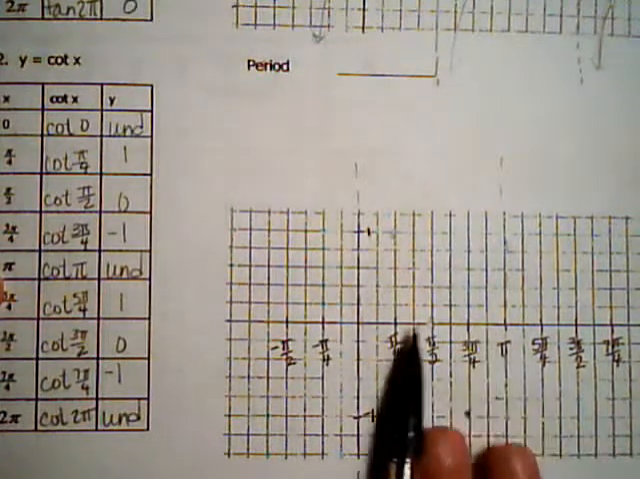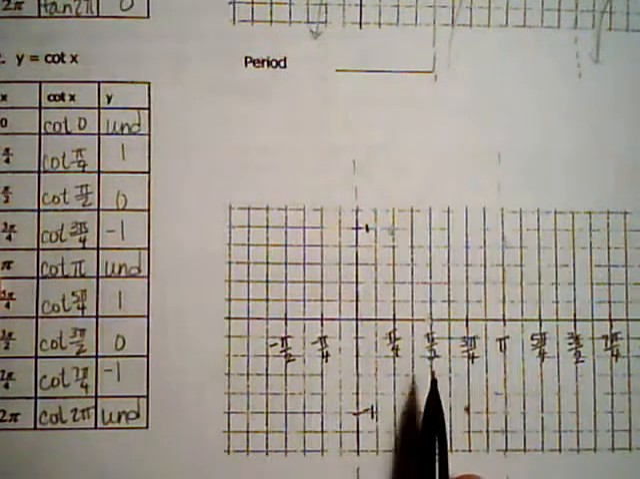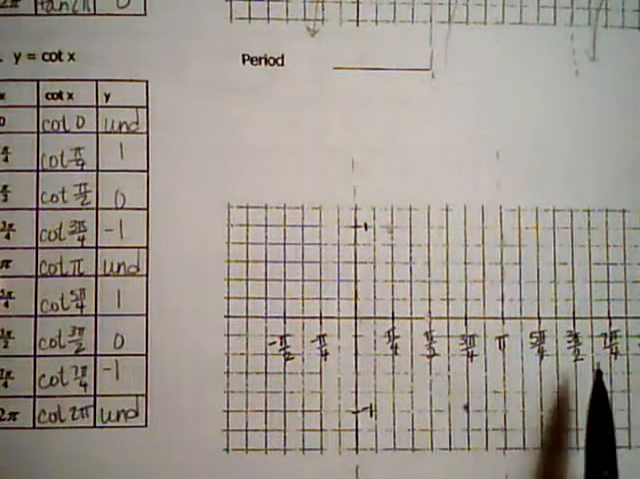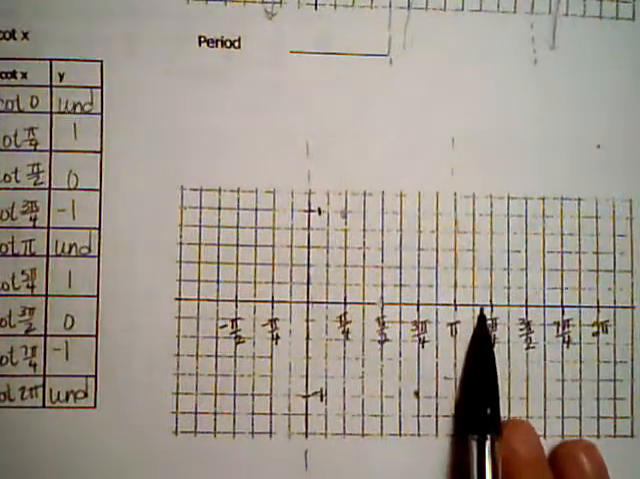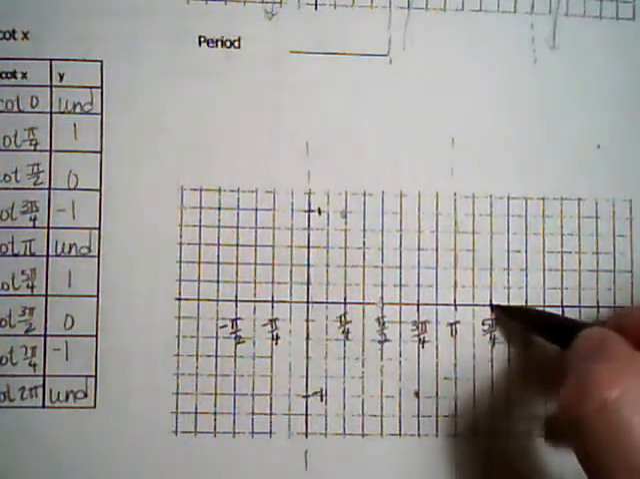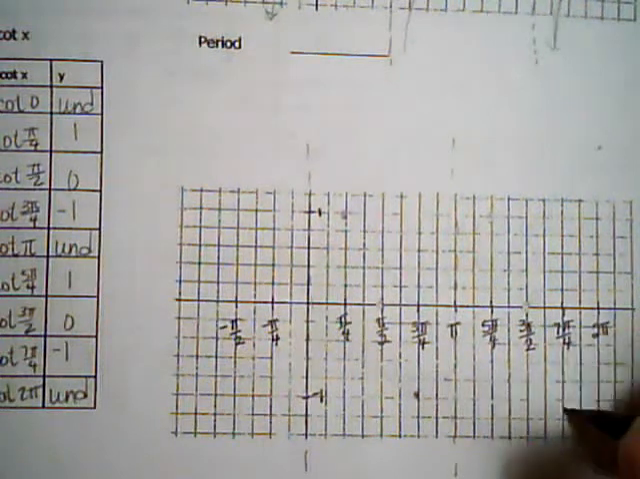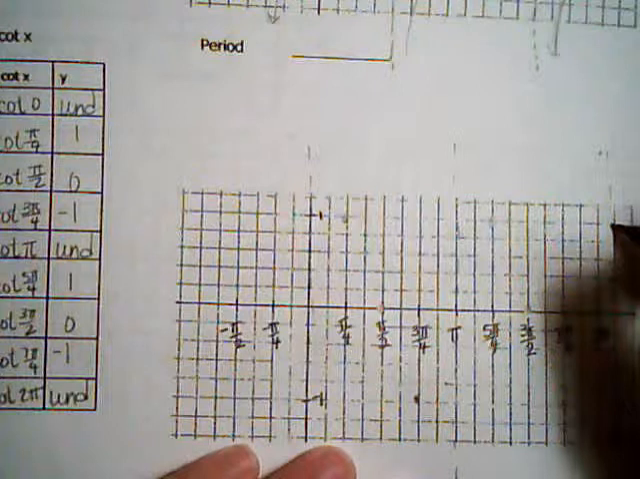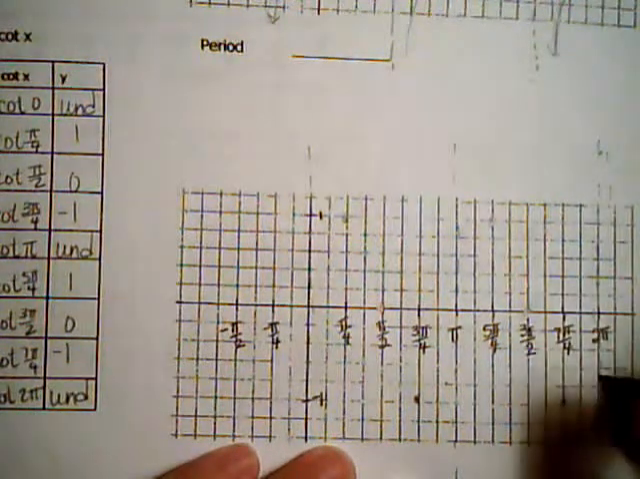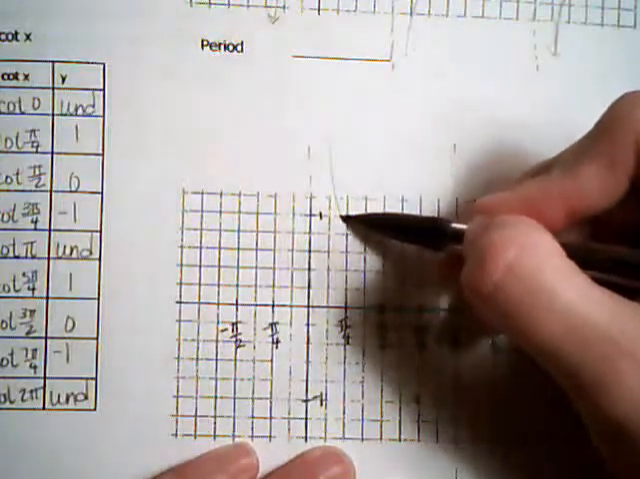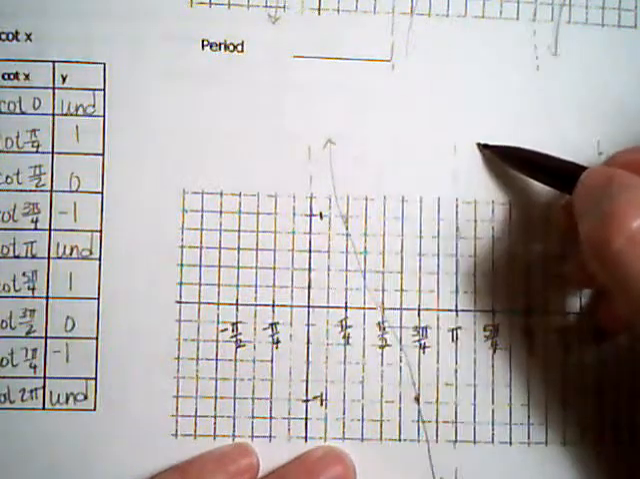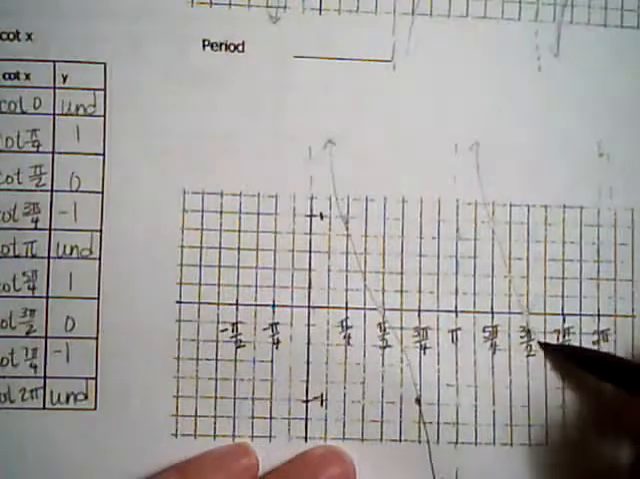Notice again that's where it's repeated itself. So that lets you know that the period for cotangent is also pi. At 5 pi over 4, the cotangent is 1. Cotangent of 3 pi over 2 is 0. Cotangent of 7 pi over 4 is negative 1. And then cotangent of 2 pi, undefined. Okay, so this is the graph of cotangent of x, or y equals cotangent of x.